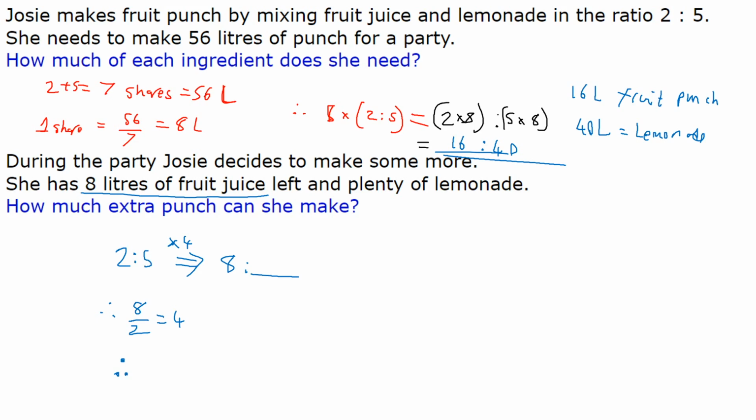Therefore, the amount of lemonade is just going to be 5 times 4, which is equal to 20. So the answer is 20. Now, how much fruit punch does she make? Well, that's easy. All we're going to do is just add them up. So 8 plus 20 is equal to 28 litres of fruit punch.